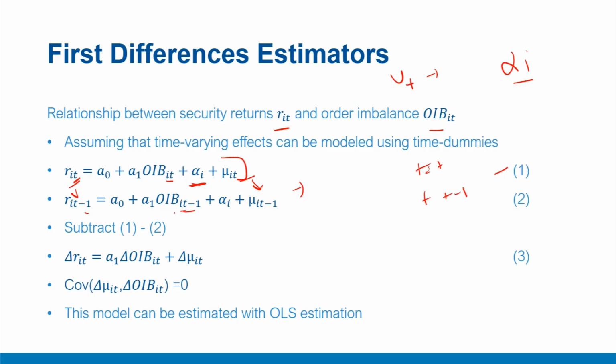Let us subtract 2 from 1 and we get the resulting equation. Delta R i t is nothing but the difference of these two returns. Alpha i cancels out, and we can call the intercept alpha naught. The second term is delta OIB i t and the difference in error. As long as the covariance or correlation between delta mu i t and delta OIB i t equals 0, the model can be estimated with OLS and the estimates would be consistent.